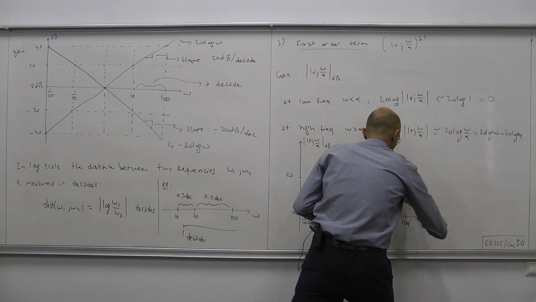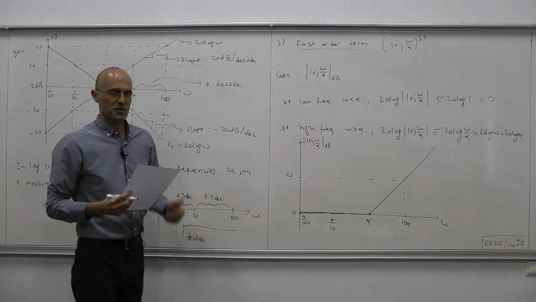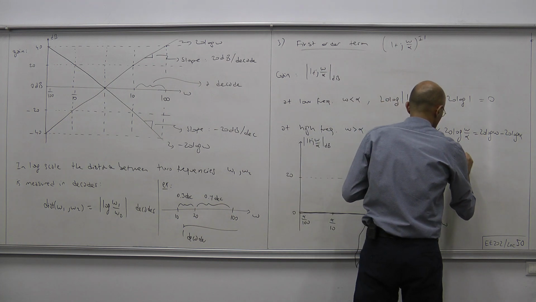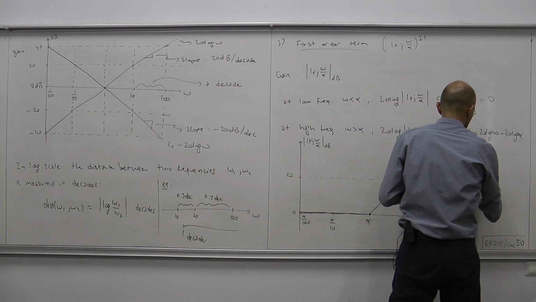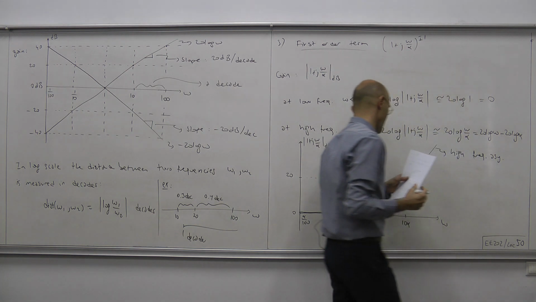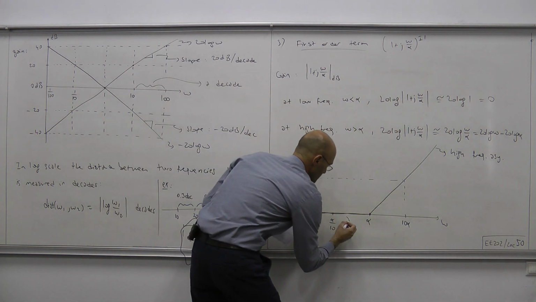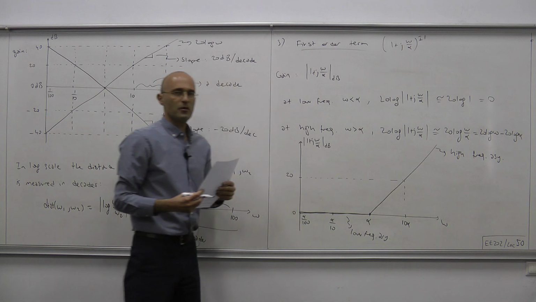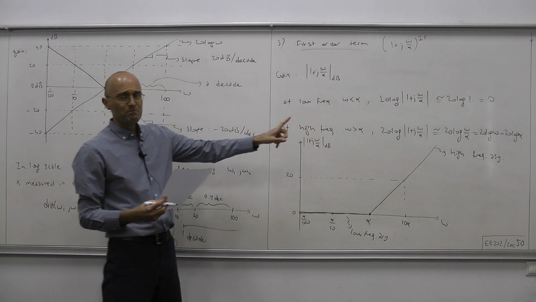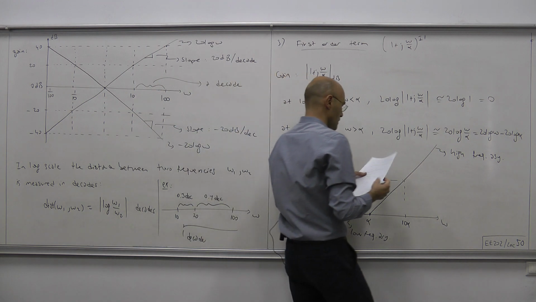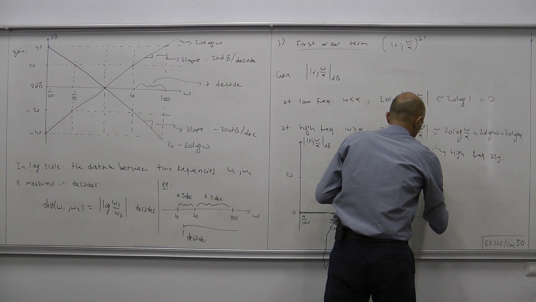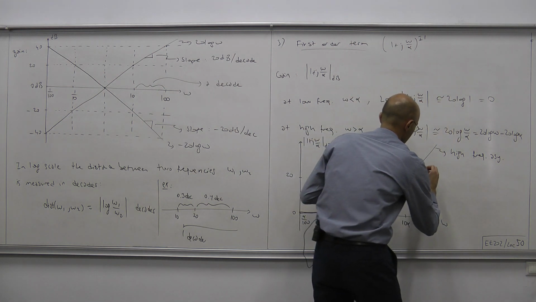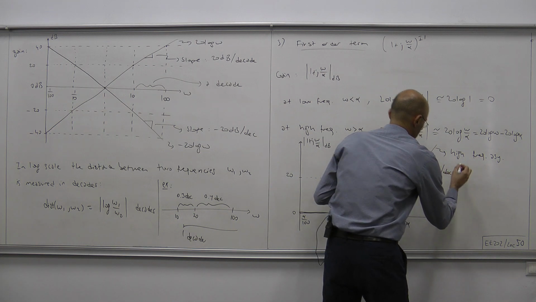So that means we're rising with constant slope, and the slope is obviously 20 dB per decade. So this is the so-called high frequency asymptote. And this part here, the constant part, is the low frequency asymptote. The slope of the high frequency asymptote is 20 dB per decade.